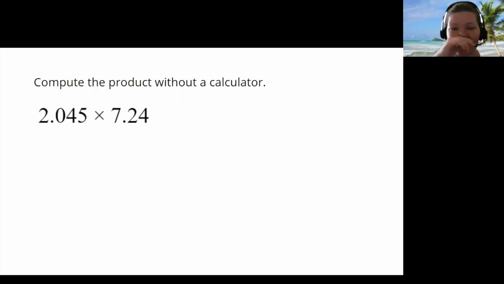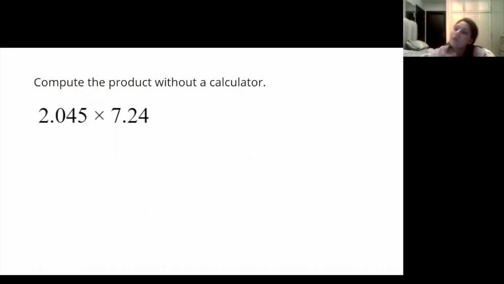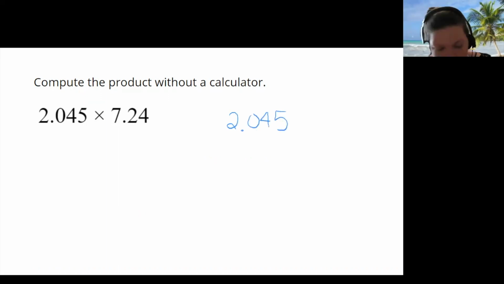Here we go. Compute the product without a calculator. Hey, look, it's like third grade. It's not complex for once. What shall I do? We put the numbers under each other, but with the decimal. Okay, so Manal wants me to line this up using that standard algorithm to multiply.